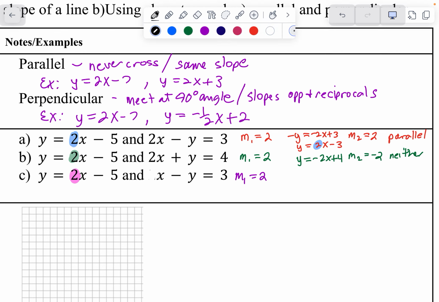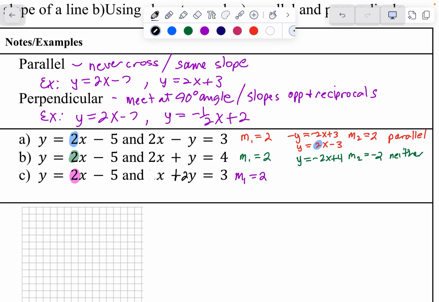Let's make it x plus 2y equals 3. Let's do that. If you could write down your second equation as x plus 2y equals 3. Okay, so we already know the first one was 2. Now we do have to do some rearranging for this second one.